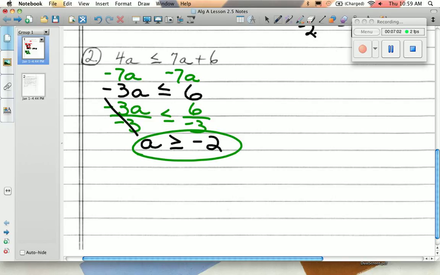We don't have to rename it. And now we will graph it. What kind of circle are we going to put at negative 2? Shaded. Okay, integer neighbor to the left? Negative 3. Integer neighbor to the right? Negative 1. What numbers are greater than negative 2? Negative 1 and all those guys on that side. Okay.